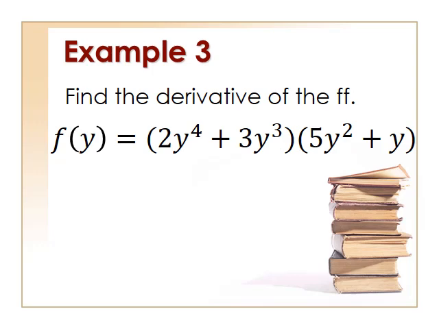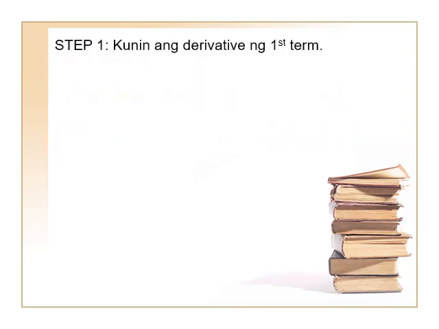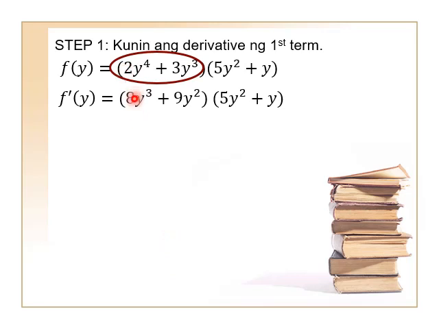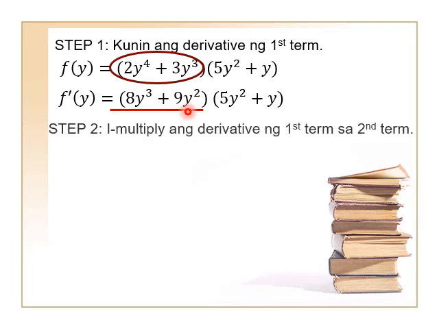Okay, let's have another example. So, find the derivative of the following. 2y raised to 4 plus 3y cubed times quantity 5y squared plus y. Okay, step 1, kunin ang derivative ng first term. So, the first term is this. So, pag kinuha natin yung derivative niya, that is equal to 8y cubed. So, 4 times 2 is 8. Then y, 4 minus 1 is 3. Then 3 times 3 is 9. And then y, and then 3 minus 1 equals 2. So, ito na yung derivative ng ating first term.